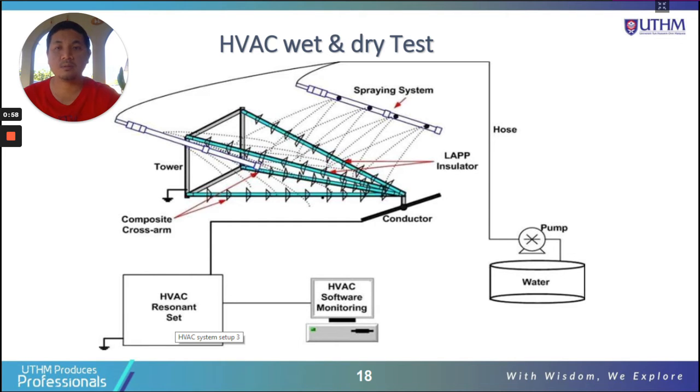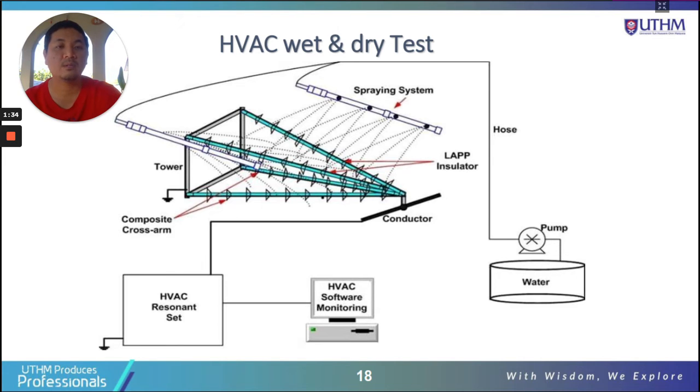This is the composite cross arm. The cross arm is the test sample, the sample being tested. A composite cross arm is basically a part of the overhead transmission line tower component. The cross arm is connected to the tower, and the tower is of course grounded, connected to the ground.